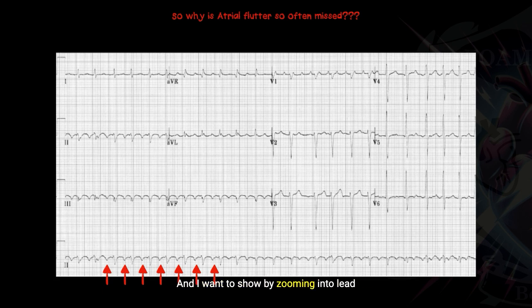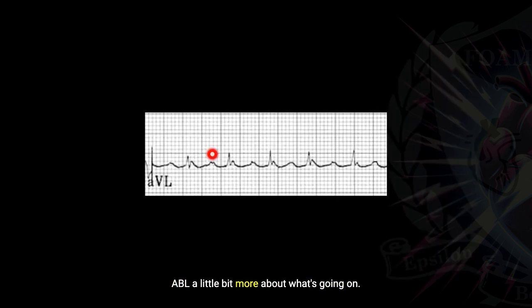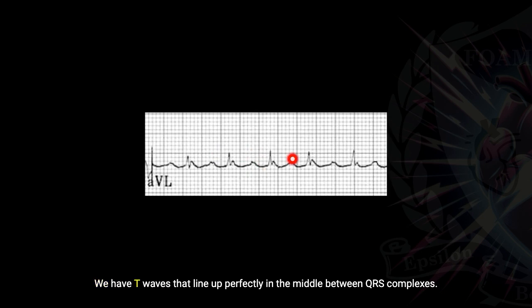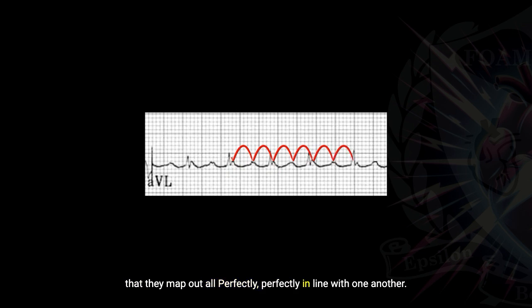And I want to show by zooming into lead AVL a little bit more about what's going on. We have T waves that line up perfectly in the middle between QRS complexes. You also notice we have these small blips just behind the QRS complexes. Now, what I want to do is map out from blip to T wave and show that they map out perfectly in line with one another.